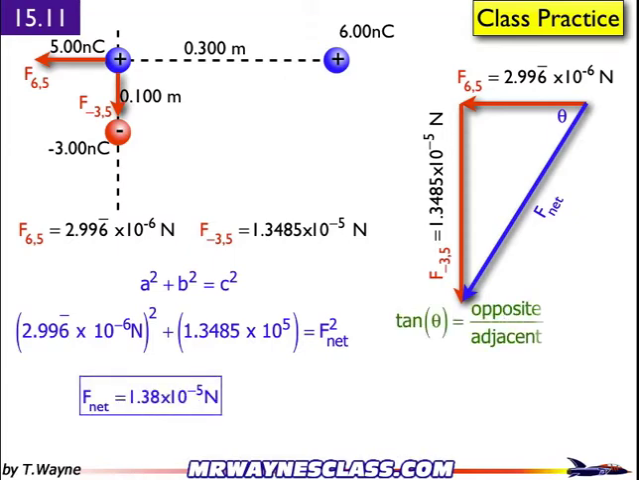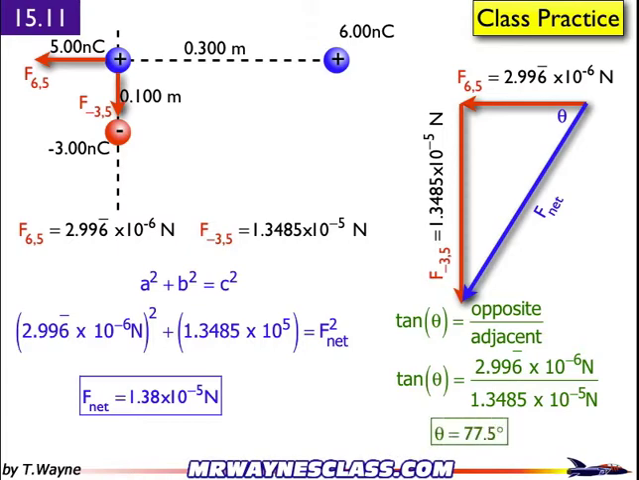To find the angle, I'm going to use trig. Tangent theta is equal to opposite over adjacent, so tangent theta is the length of the opposite side over the adjacent side. Theta comes out to be 77.5 degrees below the horizontal. So there you have it. That's the net force, 1.38 times 10 to the negative 5 newtons, and 77.5 degrees is the direction.